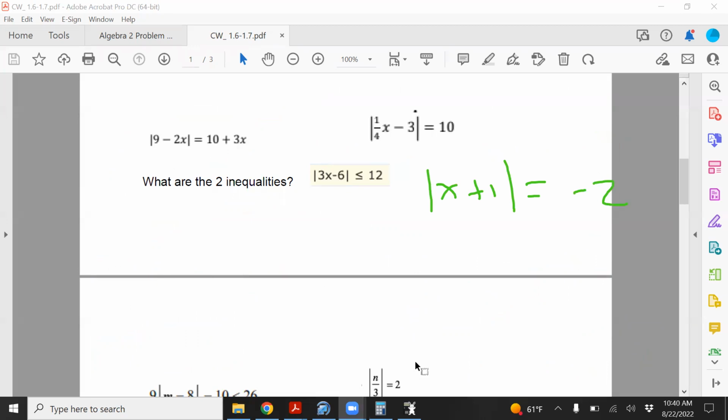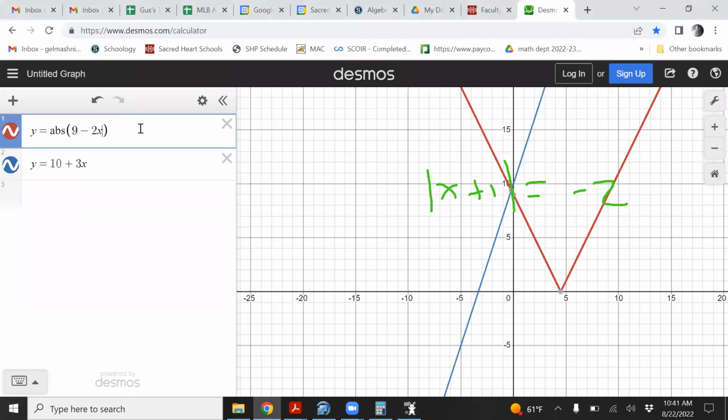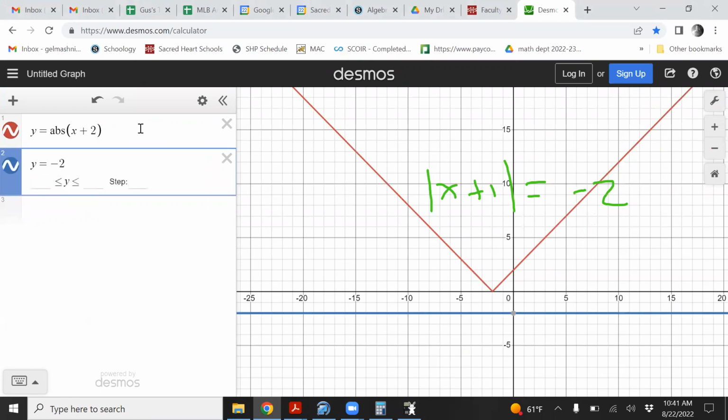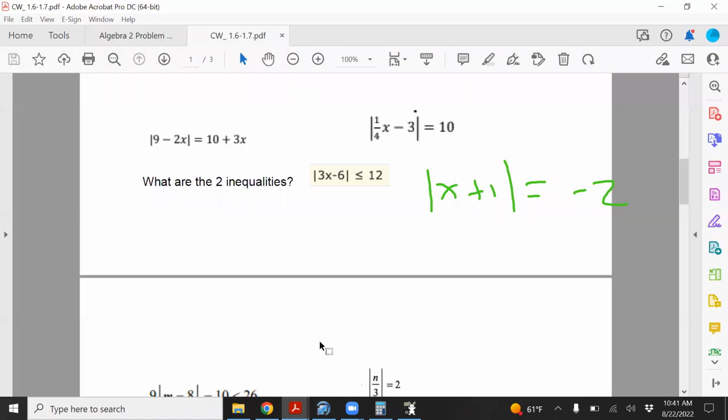In fact, if I were to graph it, here's how the graph would look. If I did abs of x plus 1, and I just did negative 2 straight up, you see the horizontal line completely misses this graph. You have nothing in common. Hence, no solution. That could happen. But if you were to go about it by solving the way we have, like, let's just go do it.